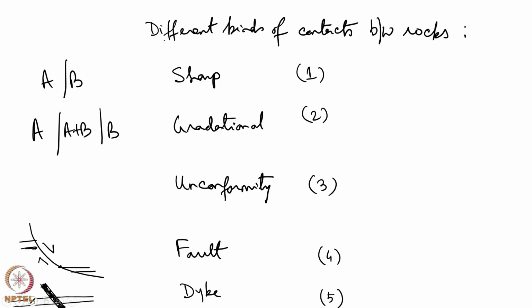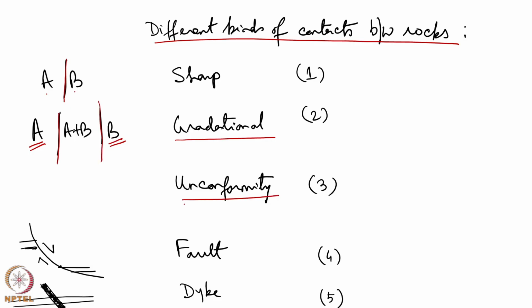Now, let us look at the different kinds of contacts between rocks. This will be important and it will be a very handy classification for us. There can be rock A and B and the contact can be sharp, or there can be a gradational contact between rock A and rock B. Rock A is exposed and then there is a zone where A and B are both found, and then rock B is exposed. We call such contacts the gradational contact.